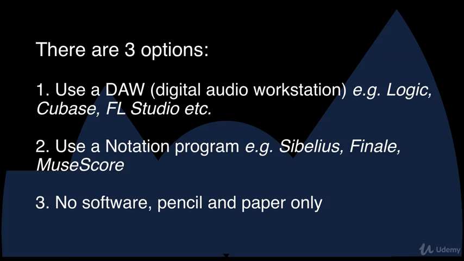Next, what software do you need to take this course? There are 3 options available to you. The first is to use a DAW, which is a digital audio workstation, for instance Logic, Cubase, or FL Studio. The second option is to use a notation program such as Sibelius, Finale, or MuseScore. And the third option is to use no software at all and do it the old-fashioned pencil and paper way. Of course, you can combine and mix and match these however you wish.